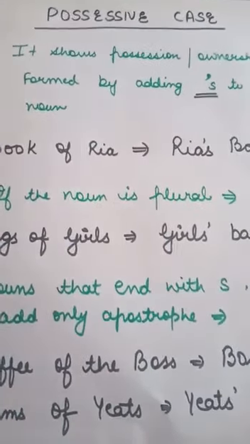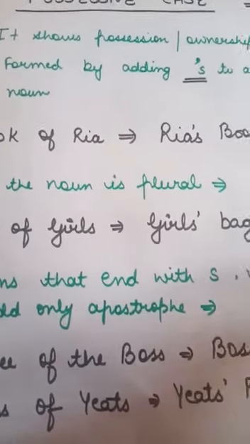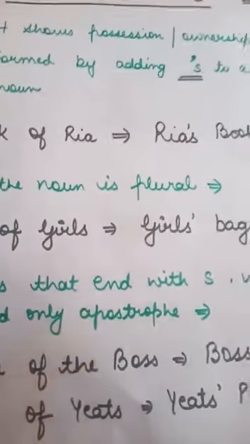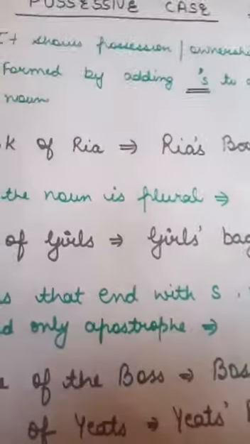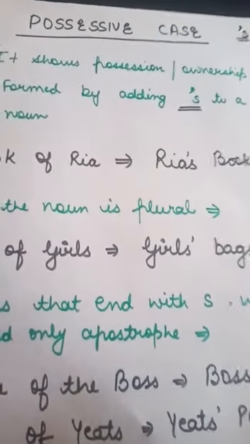So we have studied three cases: nominative, which is actually the subject of the verb, then objective, on which the subject is doing something, any object, that is objective case, and possessive, that shows the possession or ownership of one noun to the other noun.